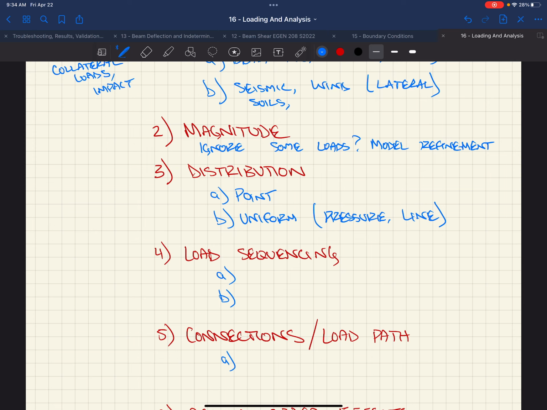Load sequencing is a big one. Tanks. Construction. Did you guys talk about tanks and concrete? For those of you who've already taken the second concrete course. Concrete tanks? You guys didn't talk about concrete tanks? What do you mean by that?